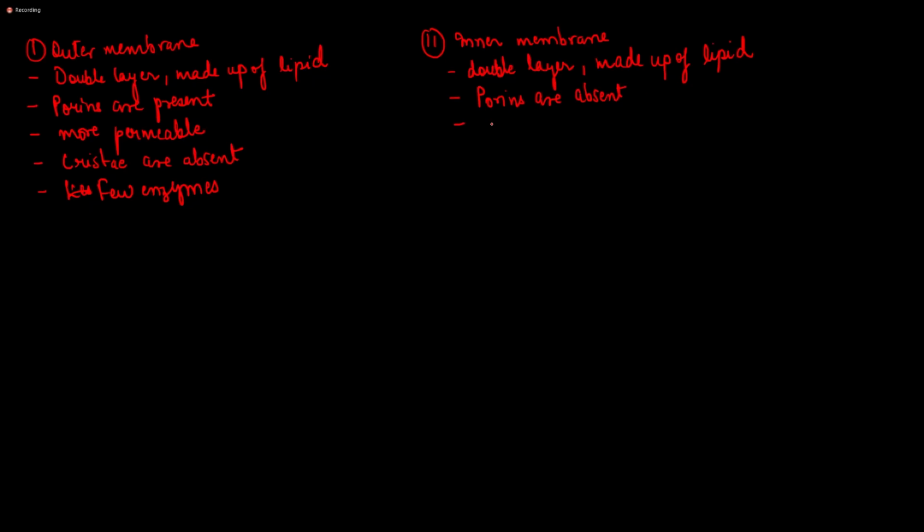Thirdly, this inner membrane is less permeable. It allows only selective molecules to pass through it. It has cristae. So the inner membrane comprises cristae, and it also comprises enzymes. Enzymes are attached on the inner membrane, and these enzymes are for ETS, that is electron transport chain, and we also saw one more enzyme, that was F0 F1 synthetase. So these are the enzymes present on the inner membrane.